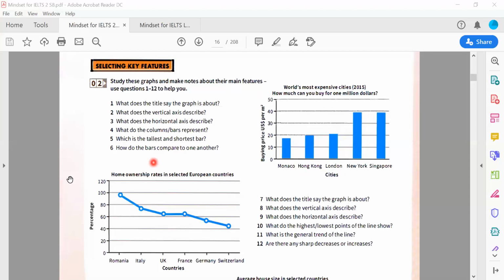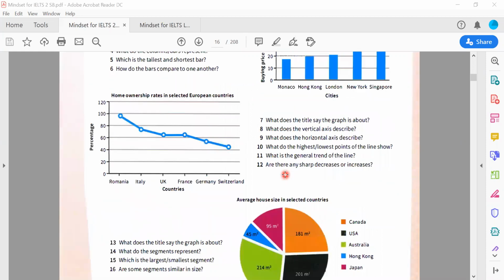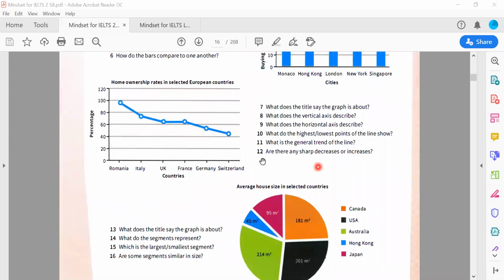And then, what are the shortest and tallest bars? The shortest is Monaco and the tallest is Singapore. Yeah, exactly. They are New York and Singapore. Okay, and then let's go to the other one.